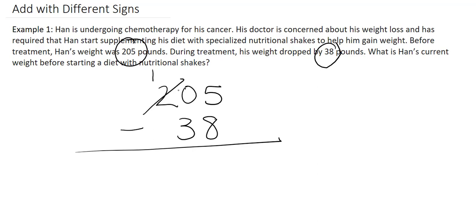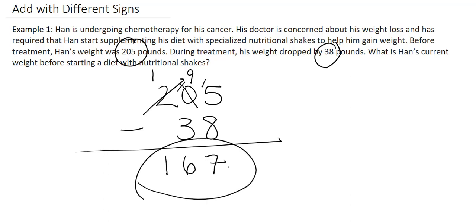This becomes a 1. Now this 10, now we can borrow from here, so that becomes a 9. And now we have a whole 15, because we took a whole 10. So 10 plus 5, that's 15. 15 minus 8 is 7. Now 9 minus 3 is 6. And then we just drop the 1 below. And so we have 167 pounds for his current weight.